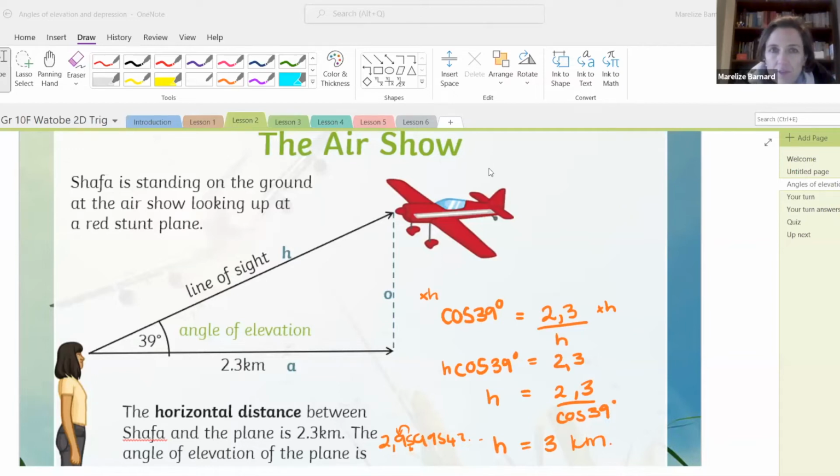Imangi, I'm not sure if you mean on your calculator, but you type it in exactly as it is there, 2.3 divided by cos 39. Okay. Thanks, Kinsane. Good to know. Excellent.